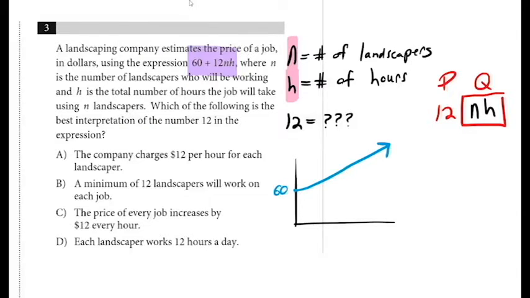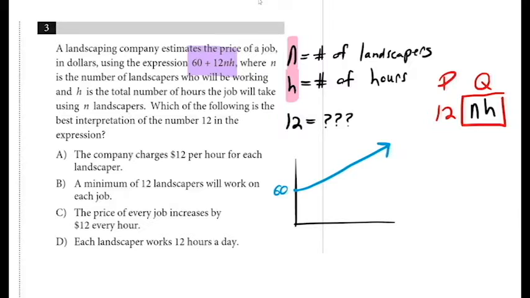Let's think this through again. We have N landscapers, each one is working H hours, so the total number of hours is going to be H multiplied by the N landscapers. So it's a complicated one, but it's a quantity nonetheless. It's the total number of hours, N times H. So, as we mentioned, when we have quantity, there's a price, and so the price will be 12. And price times quantity is 12NH.